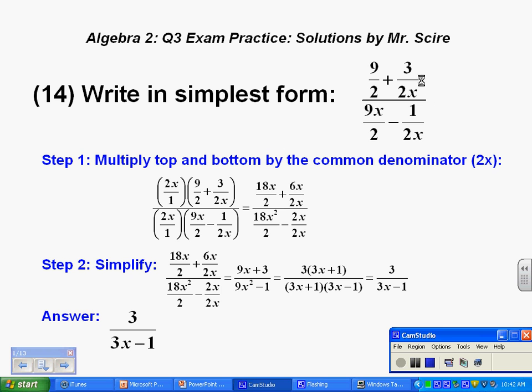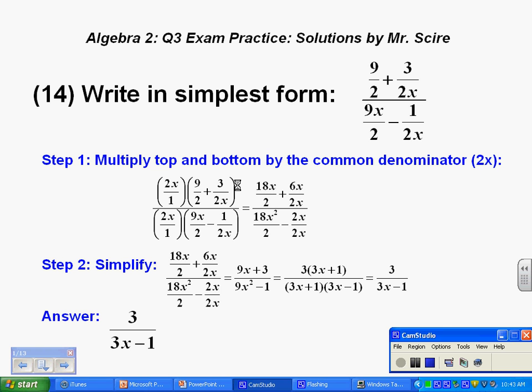We have a complex fraction here, which we have to simplify. So the way to do that is to look for a common denominator. We notice here that the denominators are 2 and 2x. So our common denominator is going to be 2x. So following standard procedure, we're going to multiply both the numerator and the denominator by 2x.